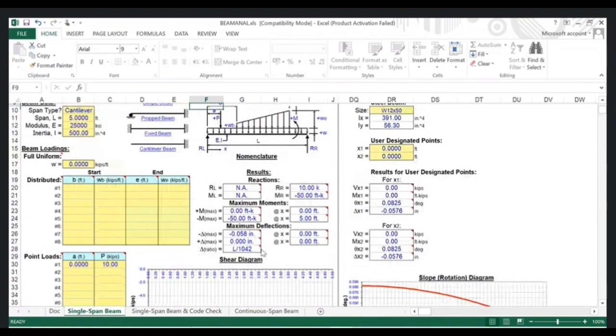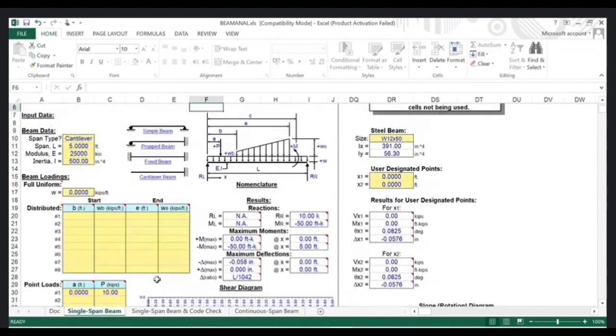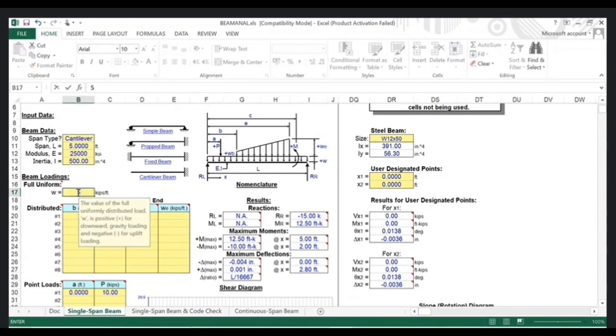For the upward direction UDL, here we put the UDL load in the positive direction. Okay, so just put simply -5. So it will be on the upward direction. For the downward direction is the +5. For the upward, this is the -5. Simple.